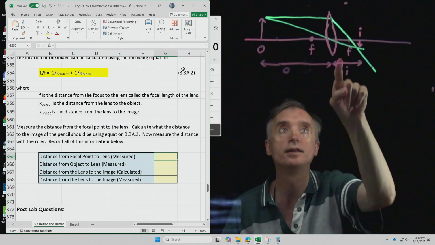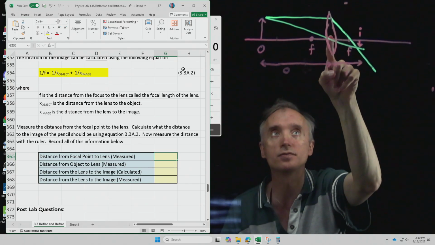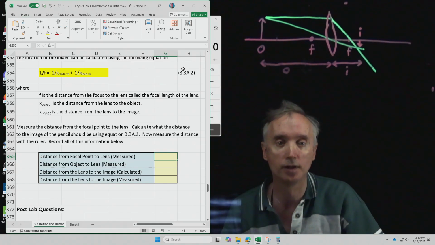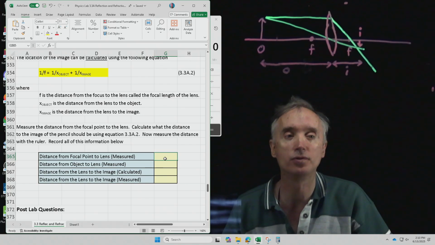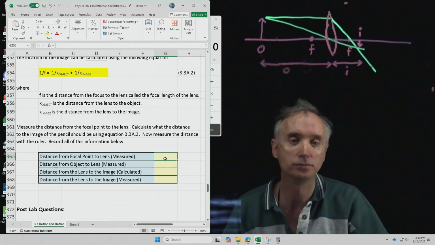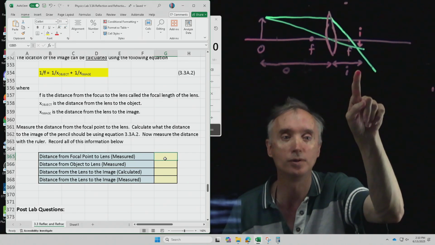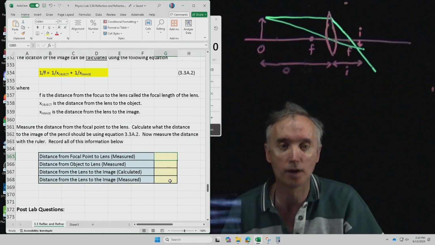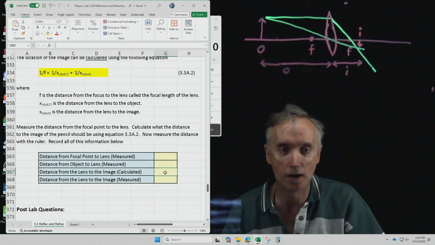You could also measure it on this side if you want to, but it's the distance from the lens to the focal point. You're going to know that one, and then you're going to calculate where the image should be, and then measure the distance to the image, and that goes right here. So the only thing that we don't know yet is this box right here: the distance from the lens to the image calculated.